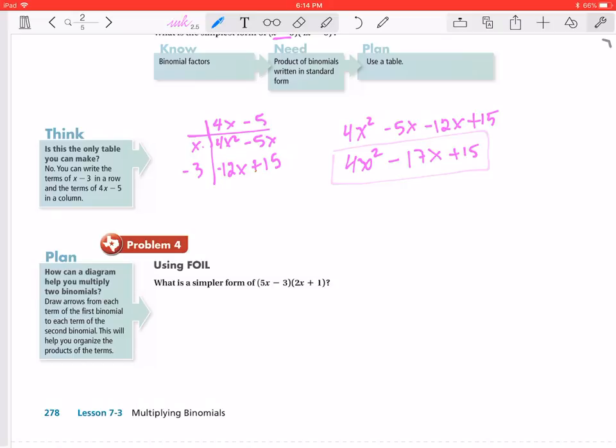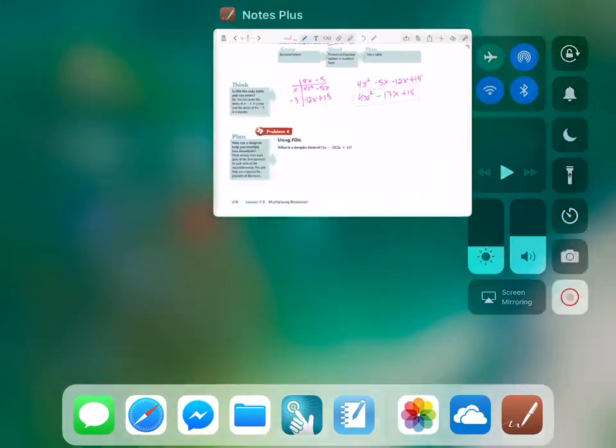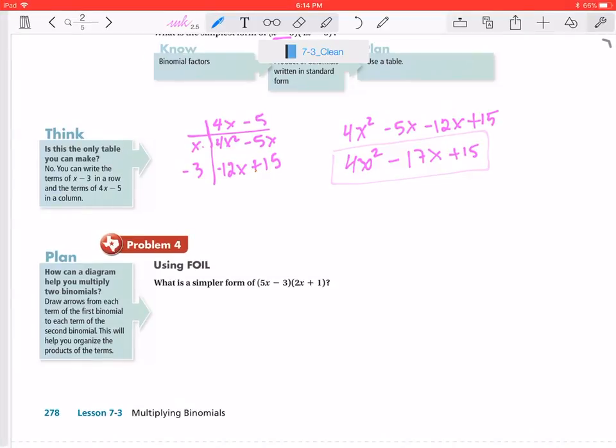Now, here we're talking about the FOIL method. And really with the FOIL method, we're doing the same thing that we did in problem number 2. I think this is taking a little bit long, so let me do problem number 4 in the next video.